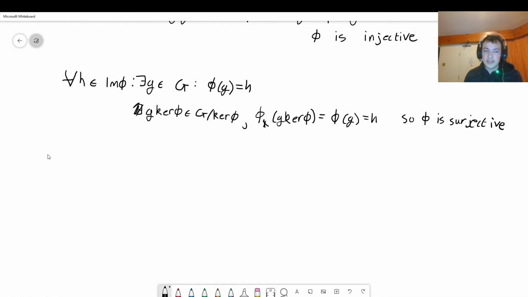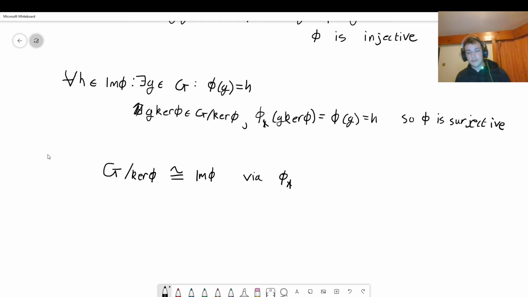And so this gives us the first isomorphism theorem for groups, which is that for any homomorphism phi between two groups G and H, G over the kernel of phi is isomorphic to the image of phi via phi star. Okay, so this is the first isomorphism theorem for groups. There's also a first isomorphism theorem for sets, for rings, for modules, vector spaces, and so on, and they're all sort of the same sort of thing.